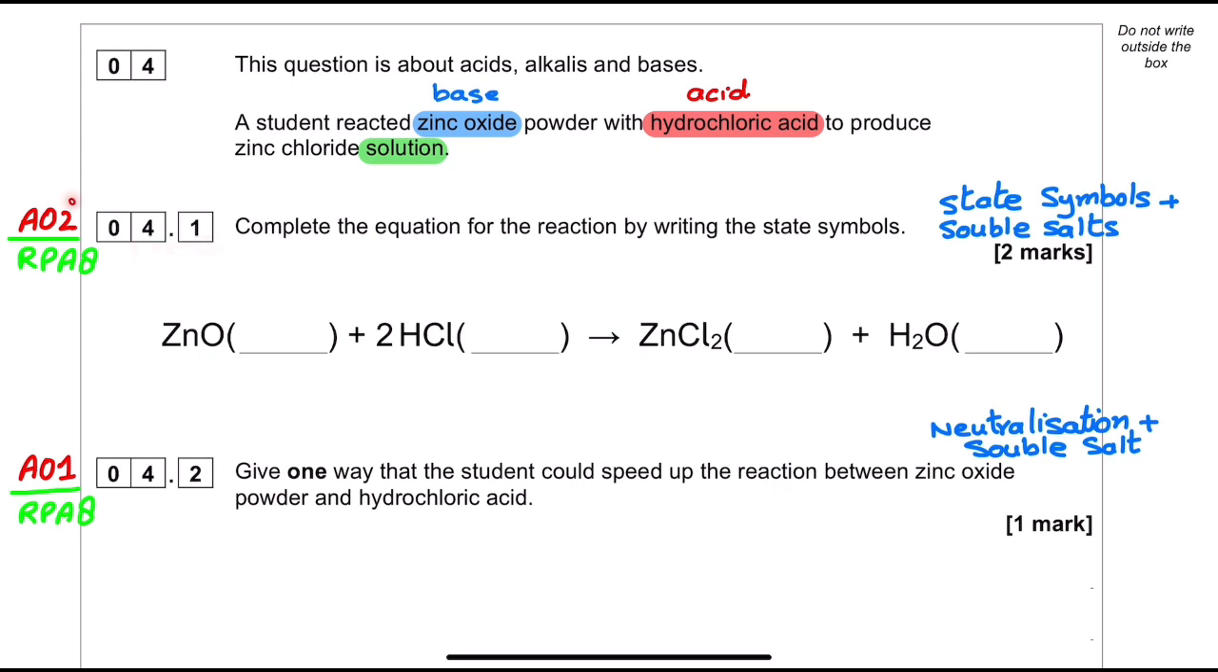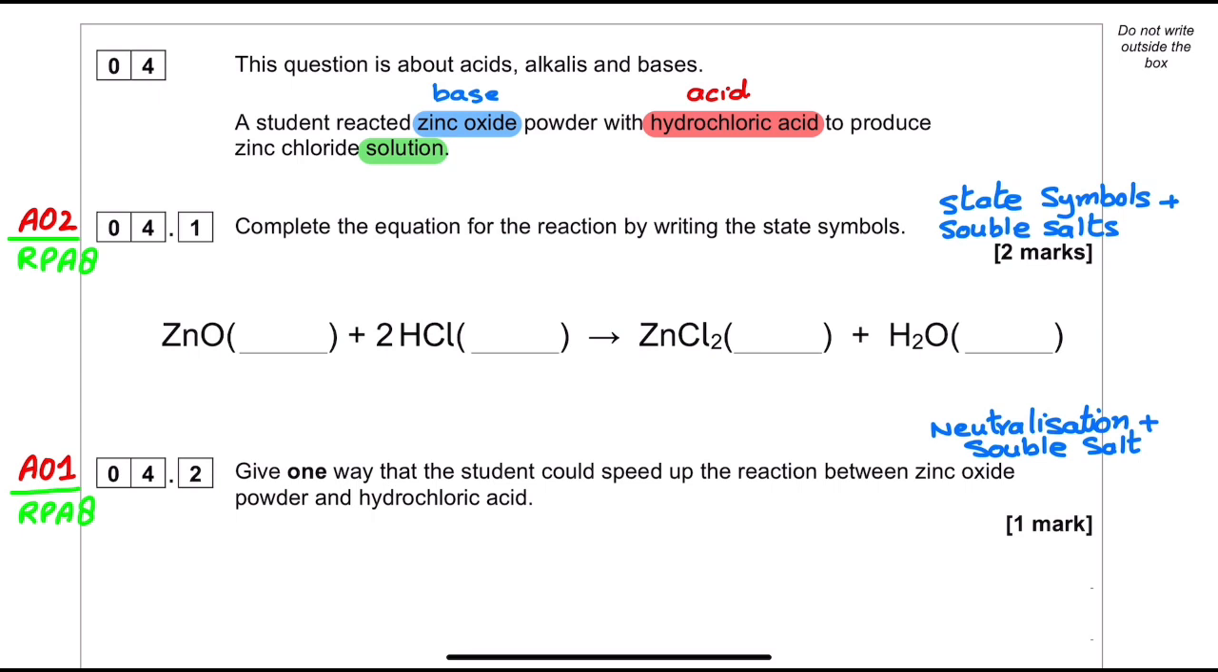4.1 is an AO2 question. The student needs to apply the knowledge, and this question is associated with required practical number 8 in combined science. Complete the equation for the reaction by writing the state symbols. This question is from the topic of state symbols and soluble salts.